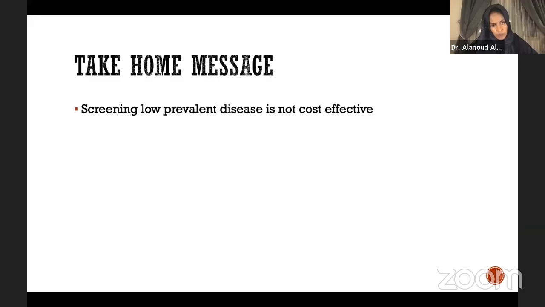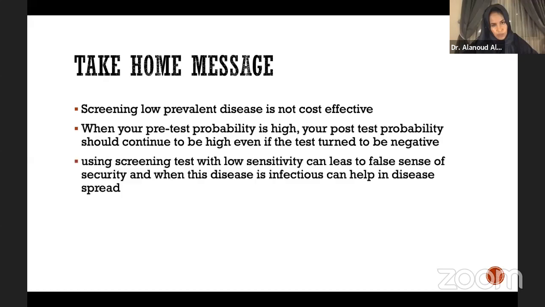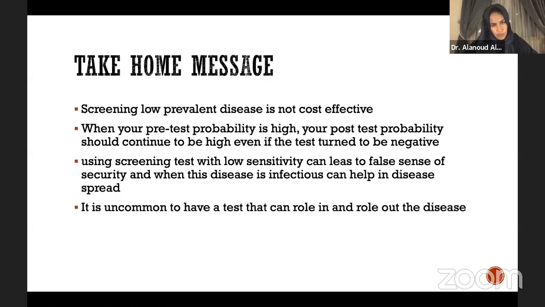If the pre-test probability is high, your post-test probability should continue to be high, even if the test turned negative. If your pre-test probability is high and you have negative tests, you should not be reassured. Continue to isolate yourself, or you should repeat the test later on. Using screening tests with low sensitivity can lead to a false sense of security, and when the disease is infectious, it can help spread the disease.